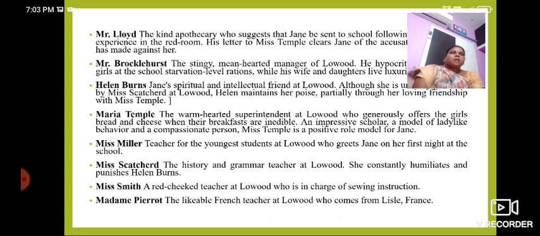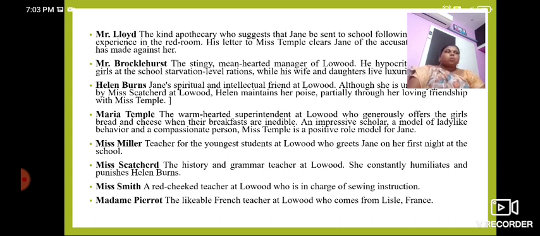Miss Temple. Maria Temple, the warm-hearted superintendent at Lowood, who generously offers the girls bread and cheese when their breakfasts are inedible. An impressive scholar, a model of ladylike behavior, and a compassionate person, Miss Temple is a positive role model for Jane. The next character is Miss Miller, teacher for the youngest students at Lowood, who greets Jane at first in the school.